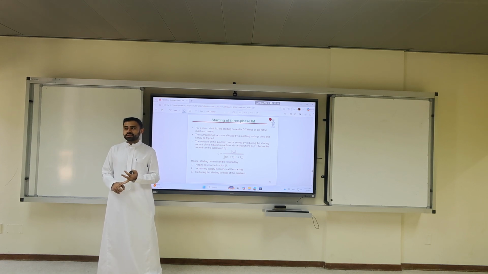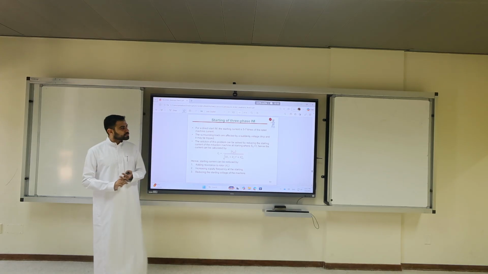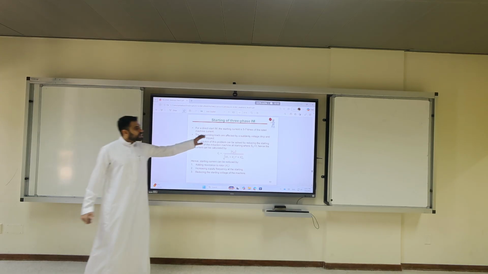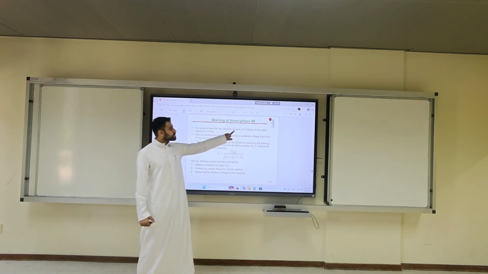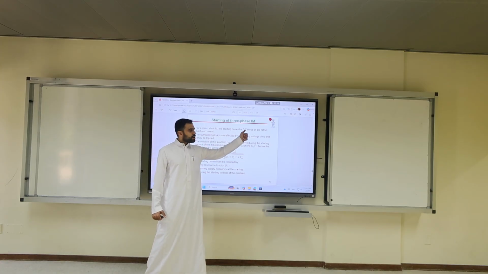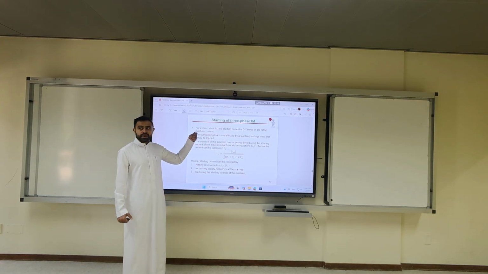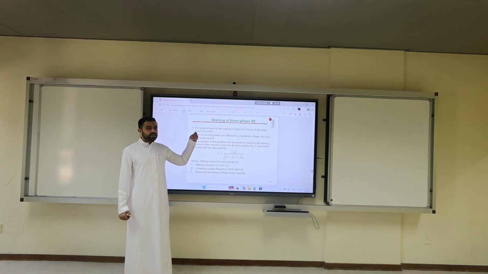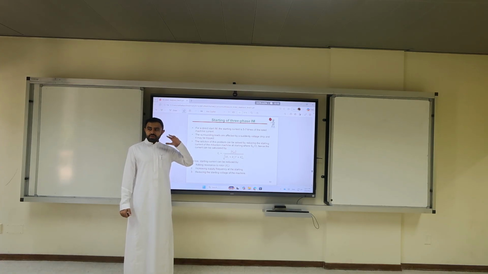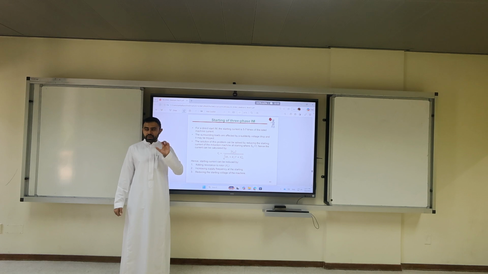Because one of the advantages of V over F is you fix the starting current. Usually the starting current that is allowed is 5 to 7 times the rated machine current. So you can estimate, if you don't know how much current the machine draws, just look at the rated current multiplied by 5 to 7, and then you can estimate roughly how much the impact on your system. This is a quick way.